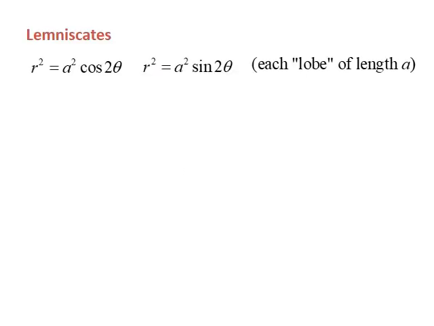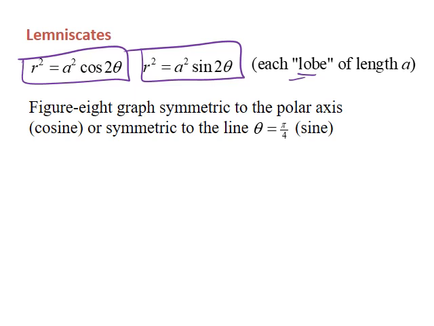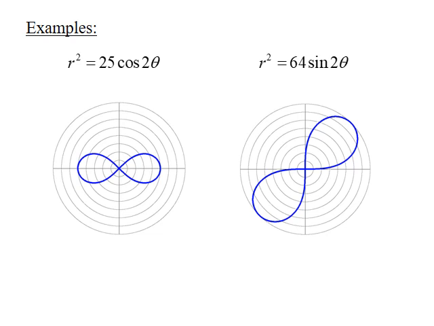Another type of polar graph that you will see in this section are lemniscates, which take on this form here. These will have lobes of different length, and you can examine that here. Here are some examples of what you will see. Basically, we take the square root of this value to find the lobe length. So the lobe length here is 5, and here it is 8.